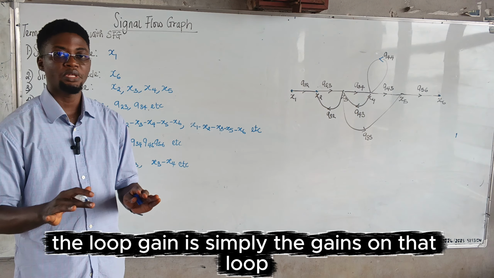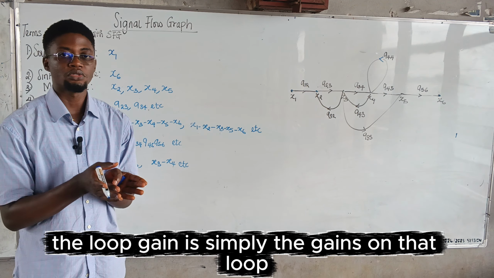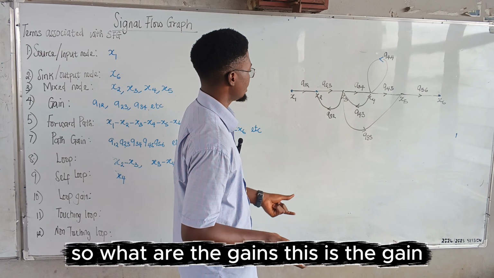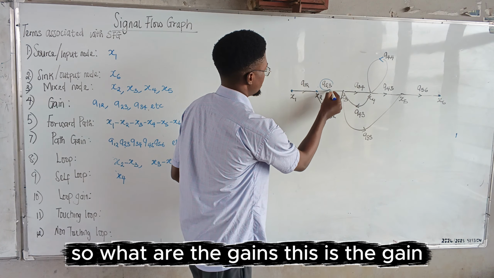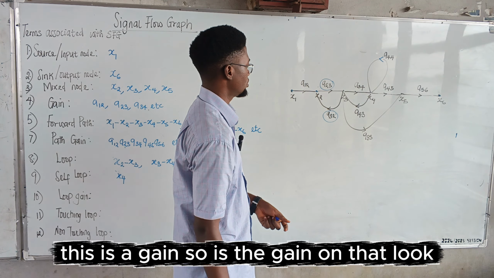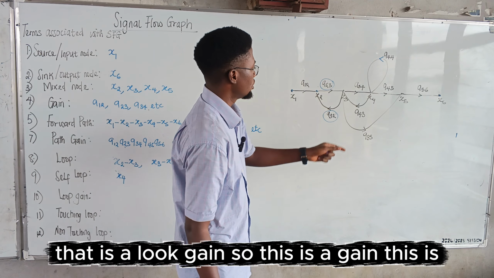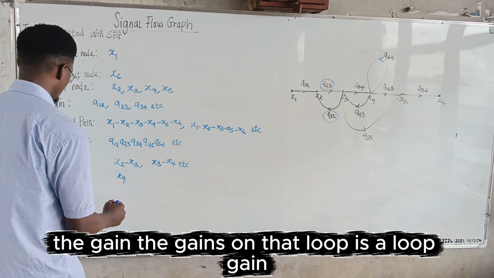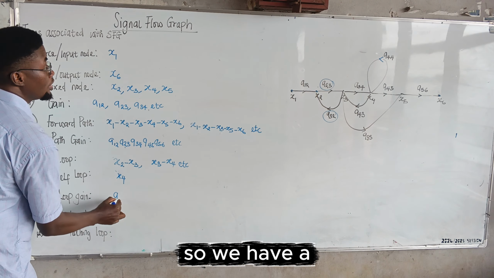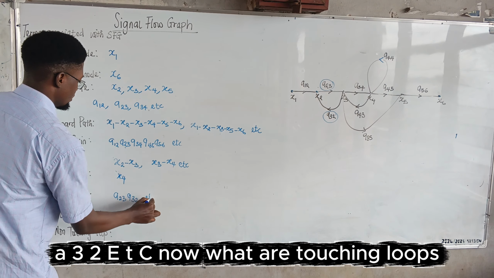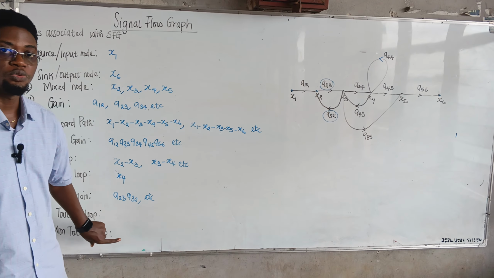So for loop gain, what is the loop gain? The loop gain is simply the gains on that loop. So we picked this one, we said this is a loop. So what are the gains? This is the gain, this is a gain. So it's the gain on that loop. That is a loop gain. So this is the gain, this is the gain. The gains on that loop is a loop gain. So we have A3 to, etc.